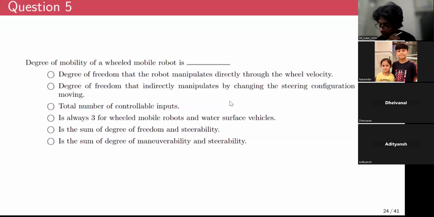The fifth option is the sum of degree of freedom and degree of steerability. The sixth option is the sum of degree of maneuverability and steerability. So what could be the answer? What is degree of mobility? Should I give more examples of degree of mobility?